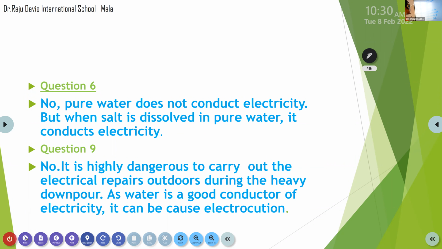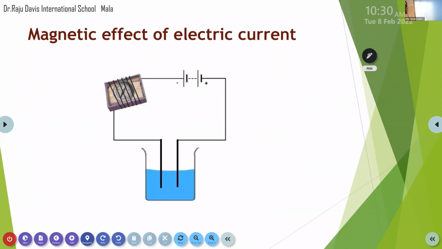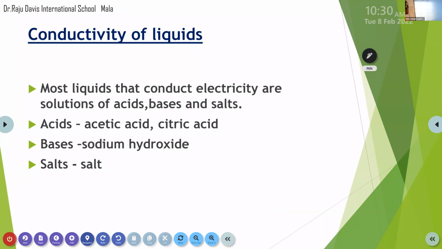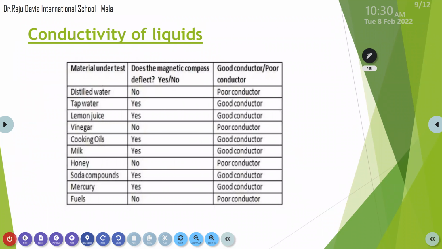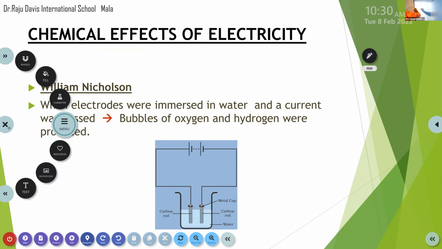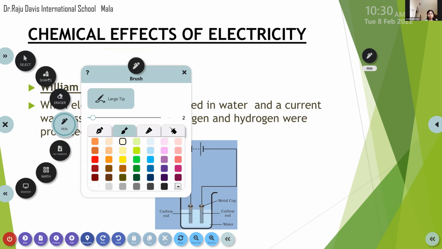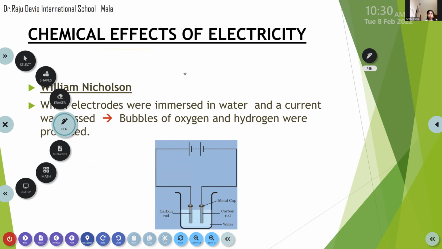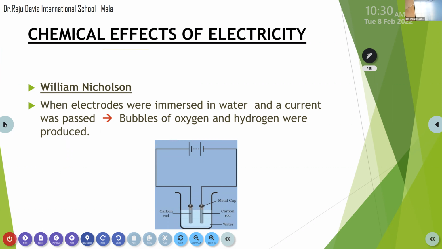So what's the name of the chapter? Chemical effects of electricity. So next we have to discuss the chemical effects of electricity. Okay, so the next topic is chemical effects of electricity.